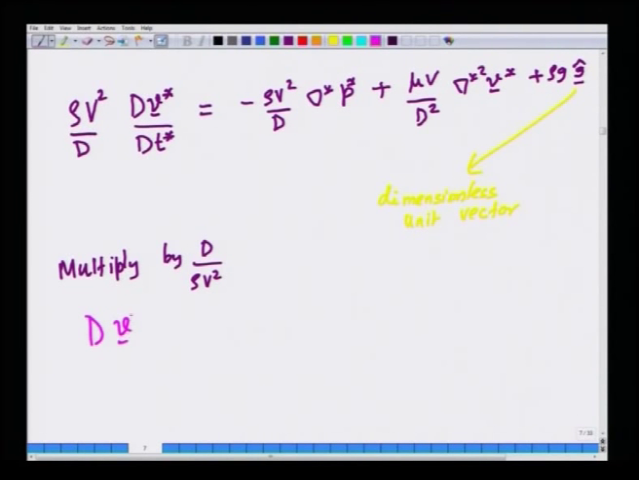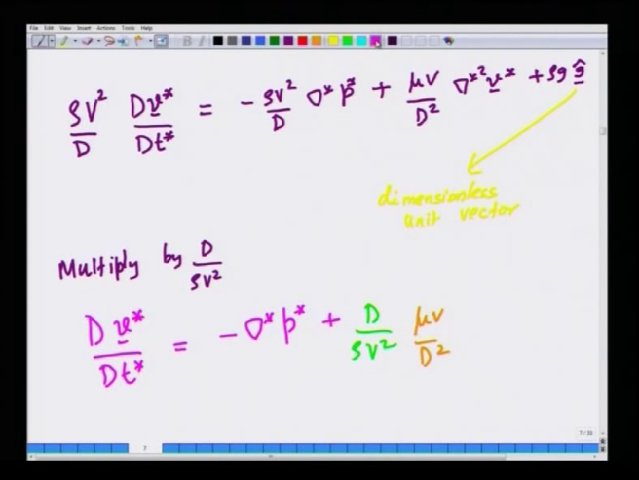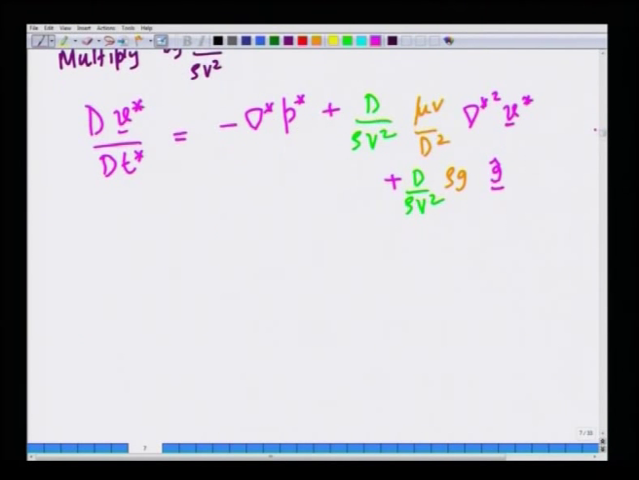If you do that, now the left side will be d v star by d t star is equal to minus del star p star plus, you get d by rho v squared times mu v by d squared times del star squared v star plus d by rho v squared times rho g times the dimensionless gravity vector, unit vector that points in the direction of gravity.